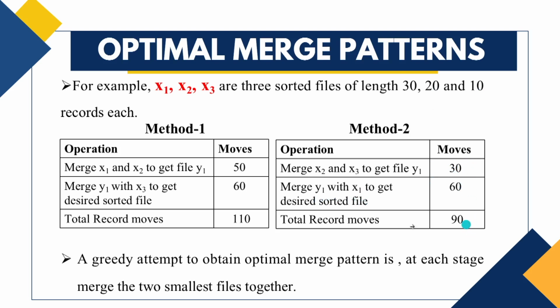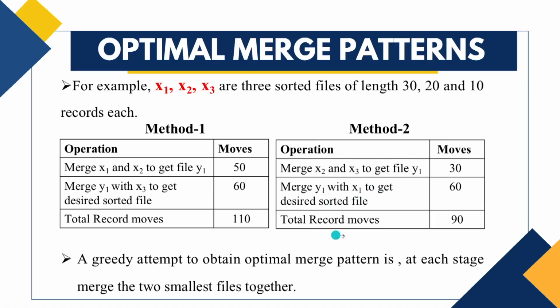You know very well 90 is less than 110. So that is the reason why we are interested in reducing this access time, reducing the number of moves that we make when we sort the files and make them one. Here we make a greedy attempt to obtain the optimal merge pattern, and at every stage in this approach we think of merging 2 files at a time.